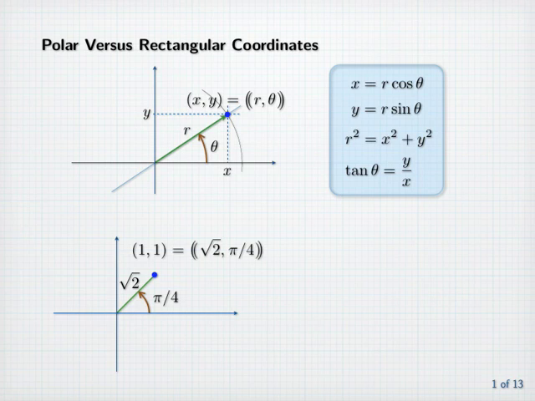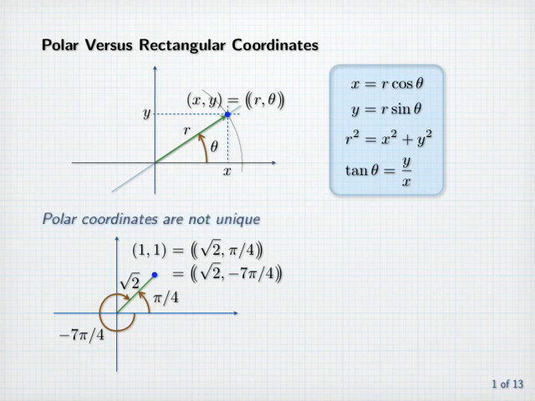On the other hand, we could use instead a different coterminal angle, such as negative 7 pi over 4, and label the point as square root of 2, negative 7 pi over 4. So we see that, in at least one sense, polar coordinates are not unique.